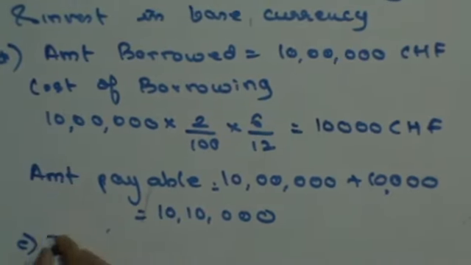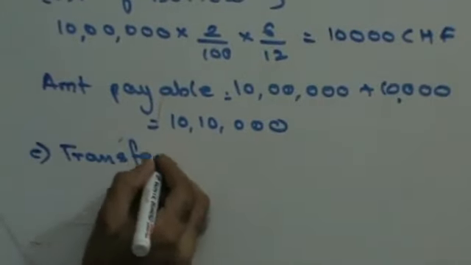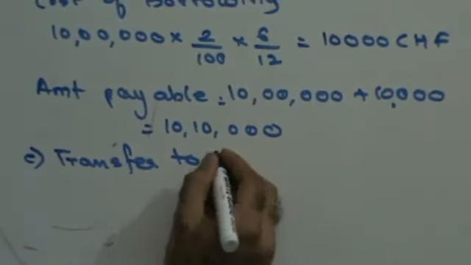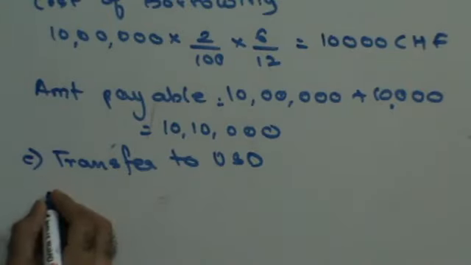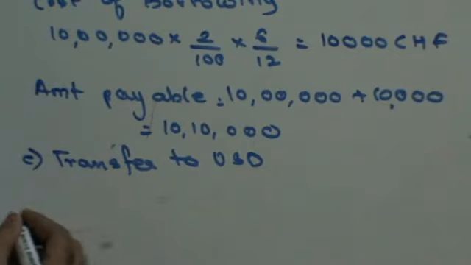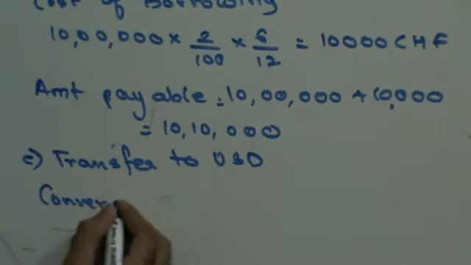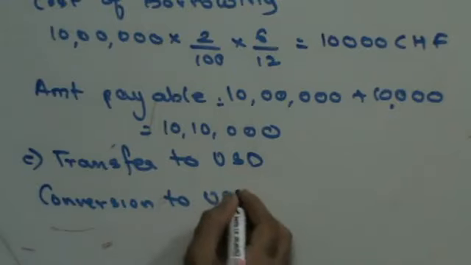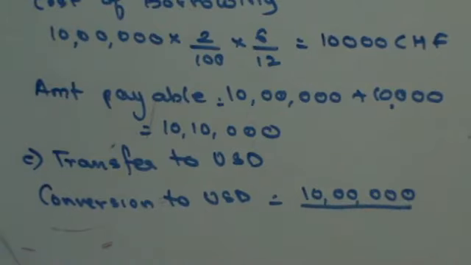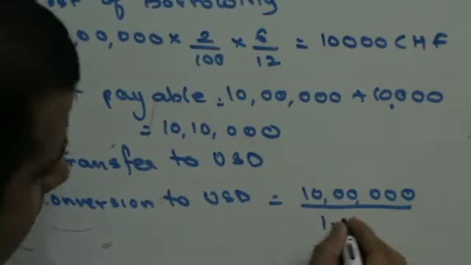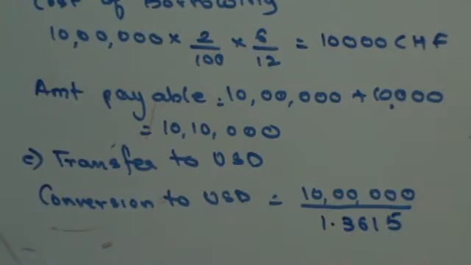Now I need to transfer this money to base currency. Base currency is US dollars. You'll have to be careful here. You are transferring from variable currency to base currency. That means, how will I do the transfer? How many US dollars will I get? This will be conversion to USD. I have 1 million divided by the spot rate. Spot rate is 1.3615. Now tell me how many US dollars will I get?